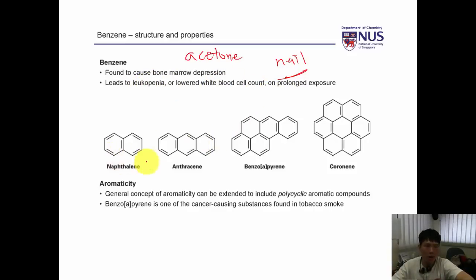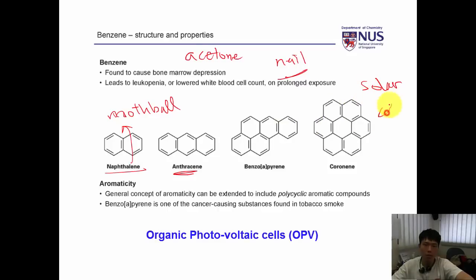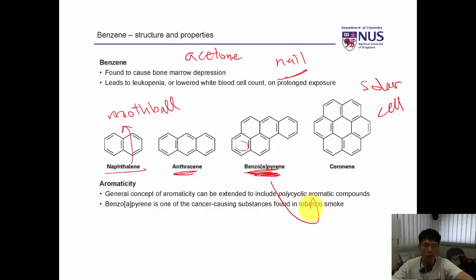You see that all these aromatic rings. Naphthalene you find in mothball. It is one of the 4 substances that you should know that can sublime. Anthracene, again all these can sublime. Benzopyrene, coronene. You find this derivative in solar cells because they absorb light very readily. So in general, aromaticity can be extended to include the polycyclic aromatic compounds. This is what we mean, poly, many cyclic compounds. Okay, and this is one of the cancer-causing substances that's found in tobacco smoke.